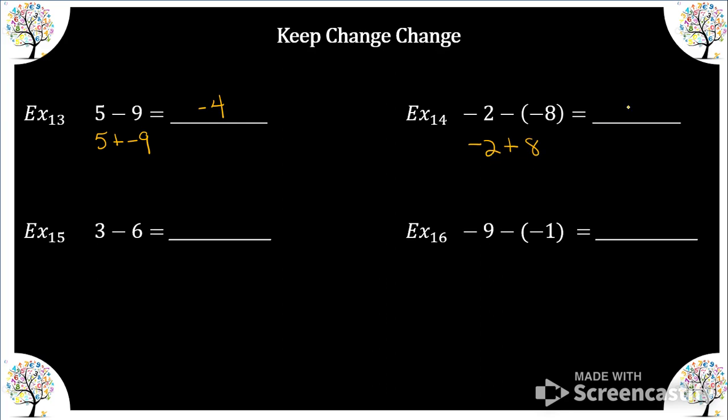Signs are different, we subtract, and we have more positive, so our answer is positive. Keep, change, change. Signs are different, we subtract. There are more negatives, so our answer is negative. Keep, change, change. Signs are different, we subtract. There are more negatives, so we have a negative 8.